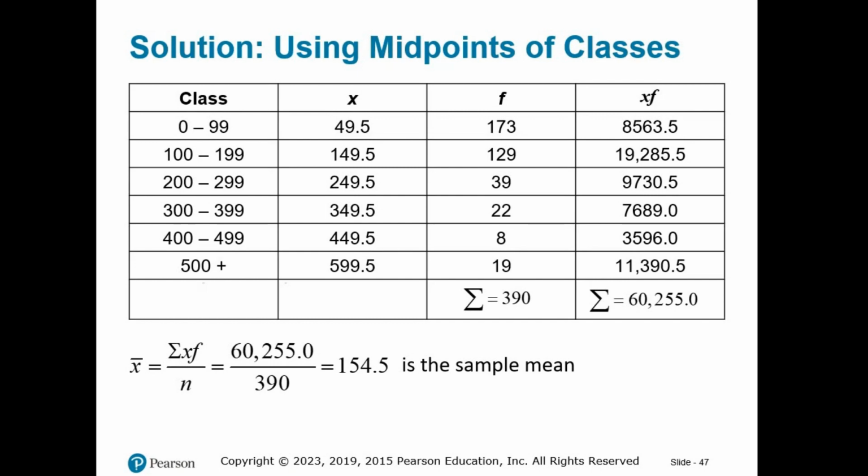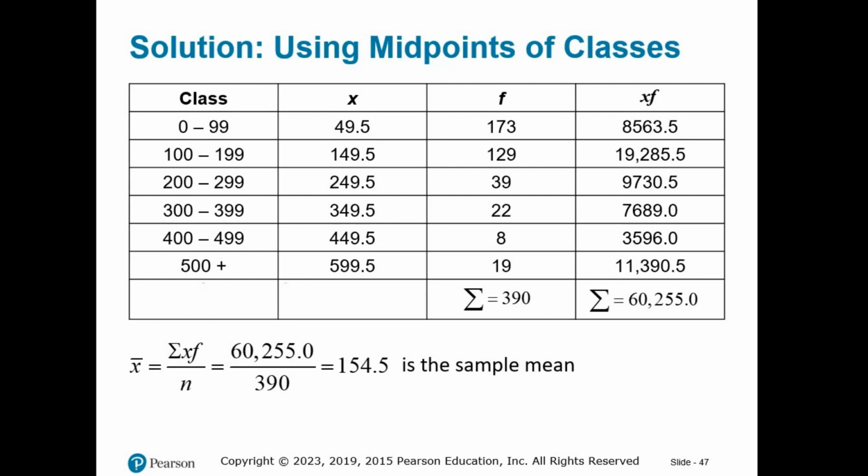In this case, we have 60,255 divided by 390, which is about 154.5. What does this mean? We can translate this as the mean price of houses in this mid-sized U.S. city is about $154,500, which is the sample mean.